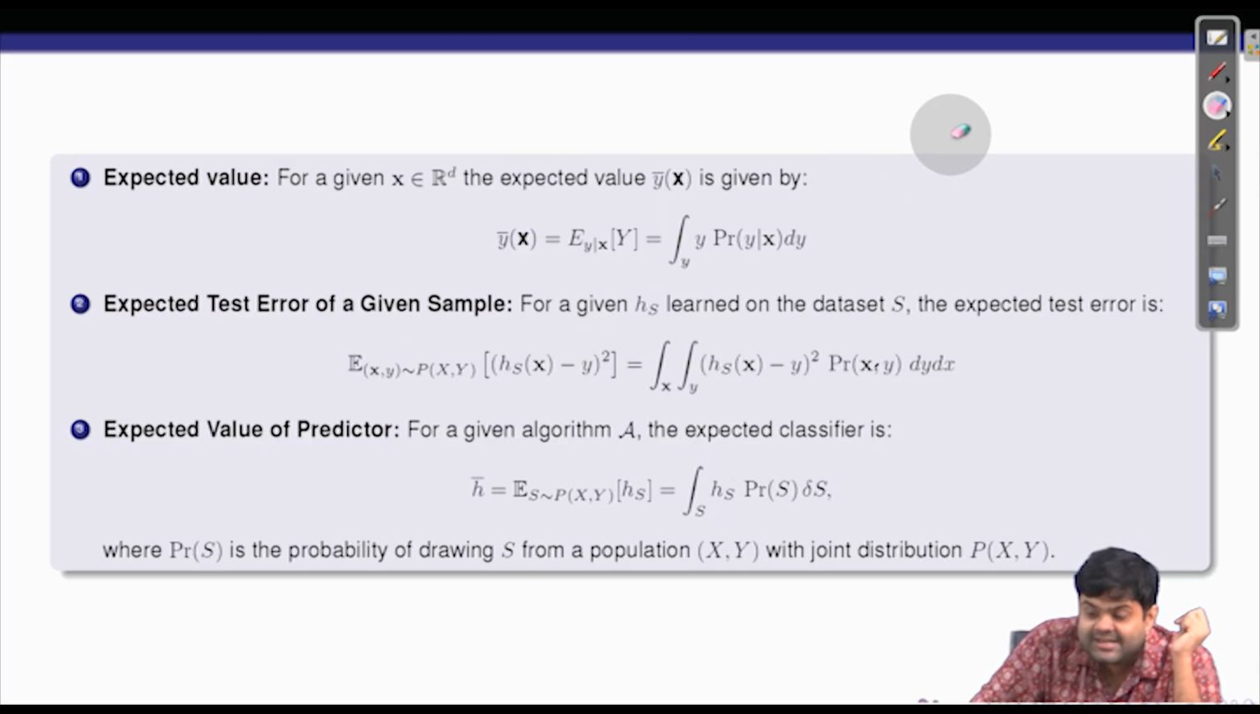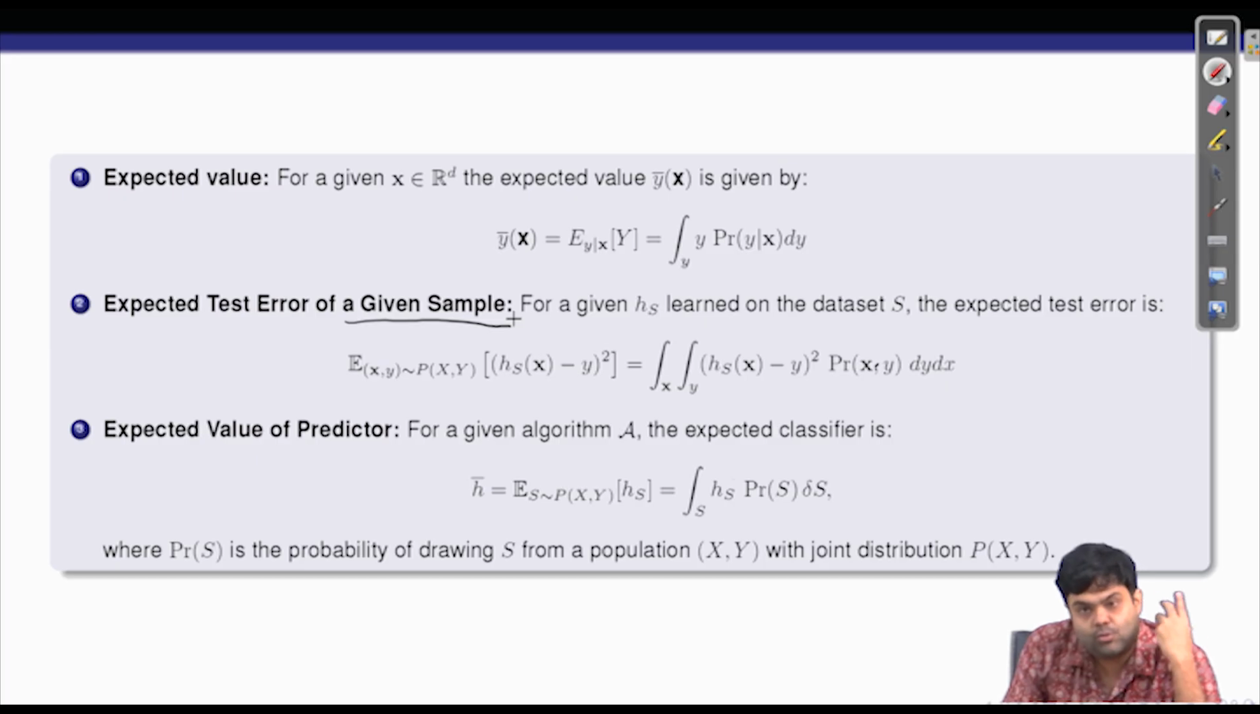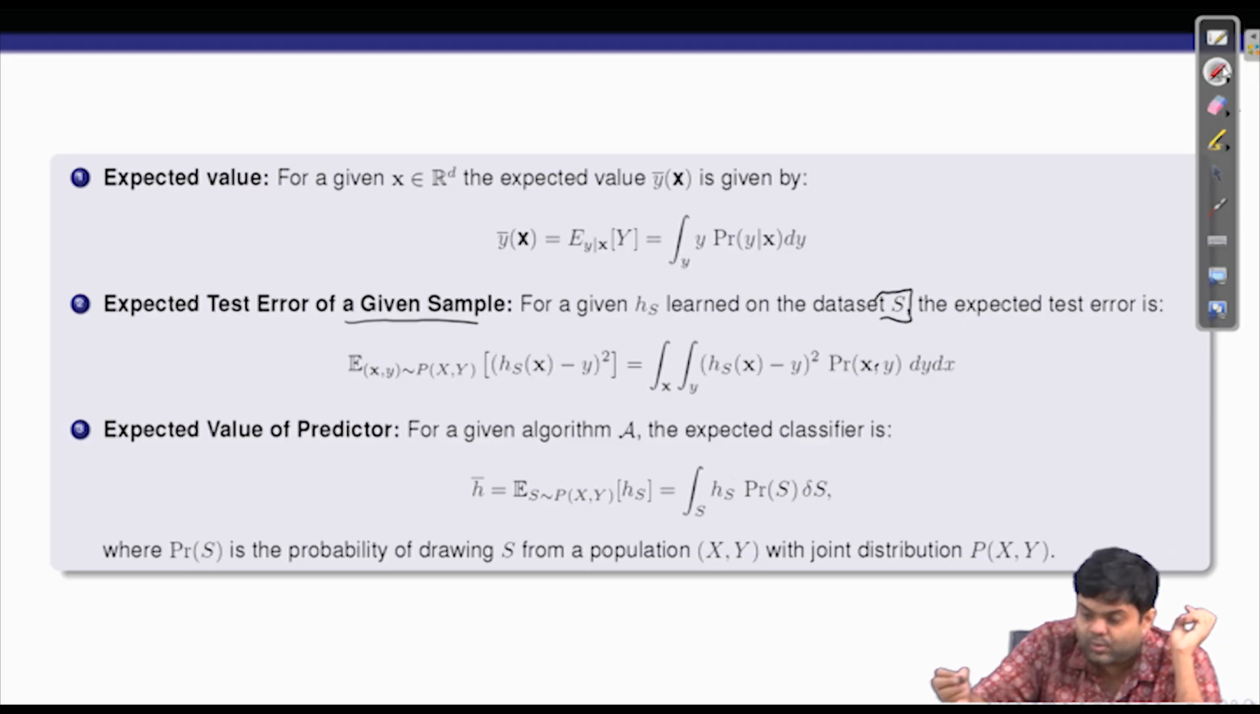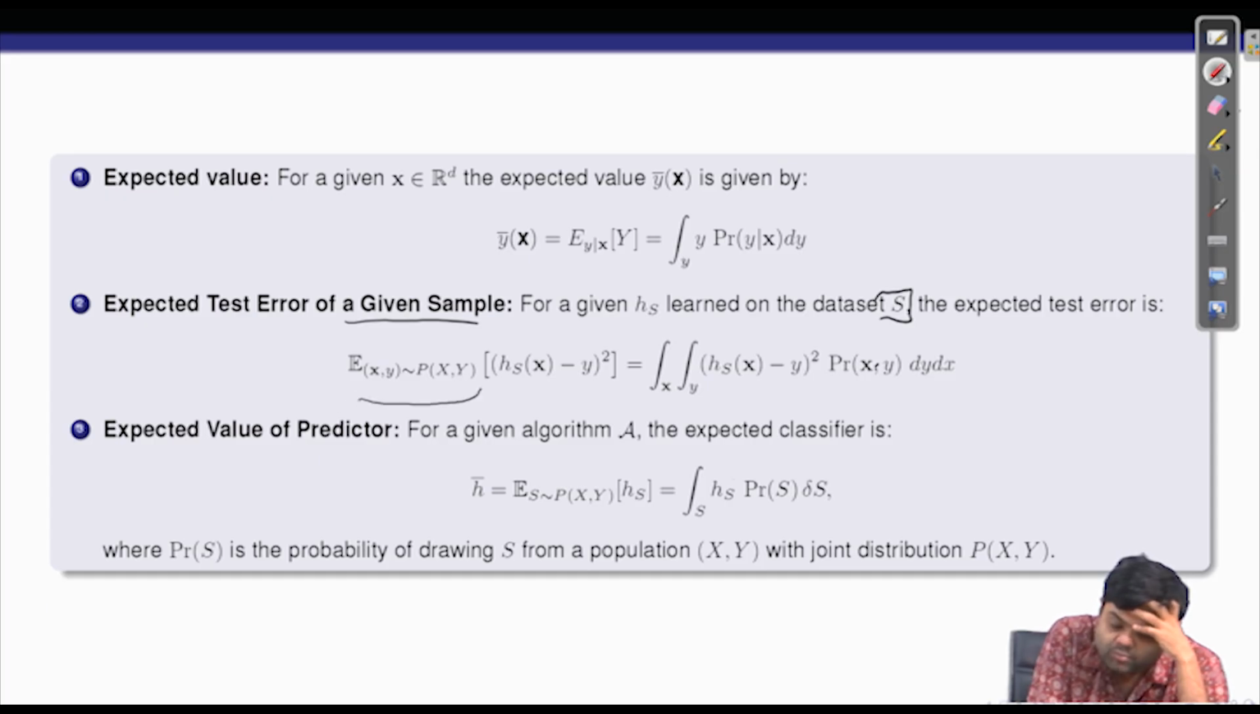Expected test error for a given sample. So, if your S is fixed, based on S you predict what y is in terms of x. For fixed S, this rule Hs is fixed. Once this is fixed, for every x you can predict y by Hs x, but then there is the actual value of y. You take their difference, the squared difference between predicted y and actual y, and then take the average over the whole population. That is the expected test error.